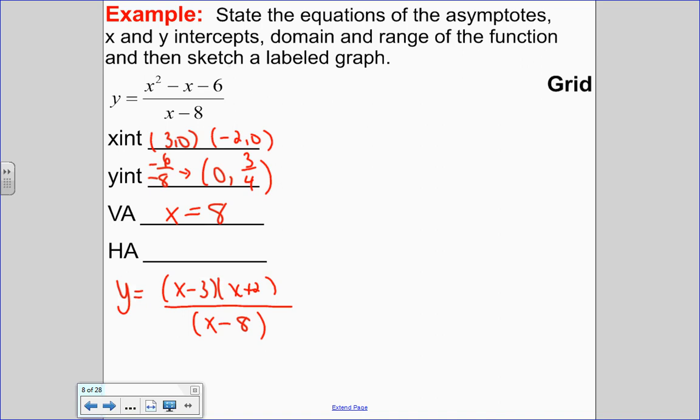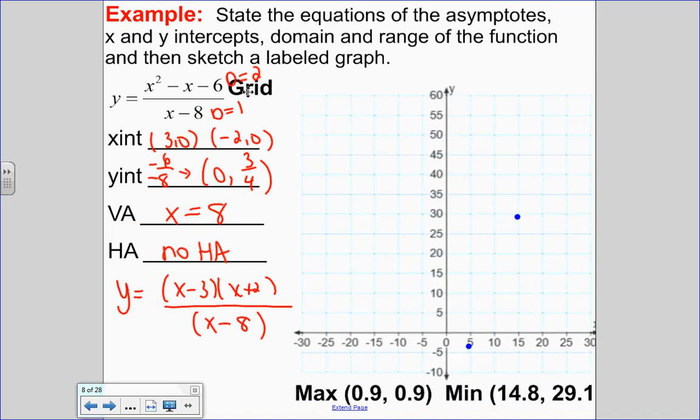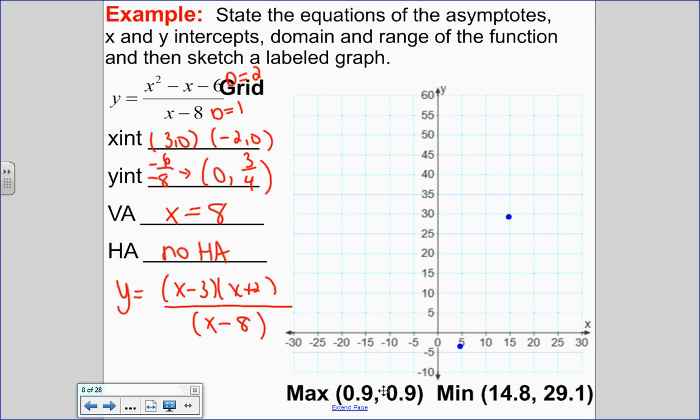Horizontal asymptote. The degree of the numerator is 2. The degree of the denominator is 1. Since the degree of the numerator is bigger, there is no horizontal asymptote. So what that means is the ends of the graph will not approach a specific value. So I'm going to put this together on a graph. I have a graph here, and I have some points that are going to help me out, a maximum point and a minimum point, because this graph is a little different than what we're used to seeing. So let's plot what we already know.